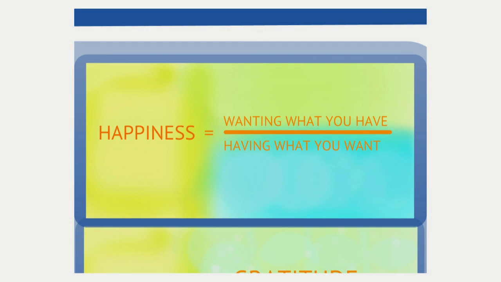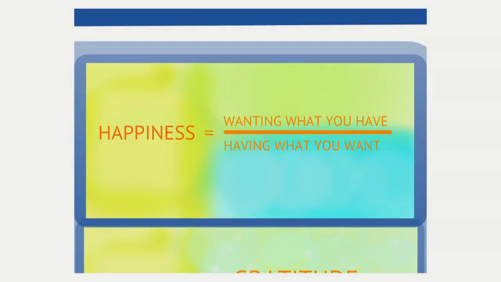So I did, and I came back with this equation. And I was fortunate enough that a guy named Chris Anderson, not Chris Anderson, the Wired Chris Anderson, but Chris Anderson, the TED Chris Anderson, found out about my equation and then asked me to give a finale TED Talk 2 years ago at the TED conference and introduce my happiness equation. So this is a little bit of a mind tease. Happiness equals wanting what you have divided by having what you want.